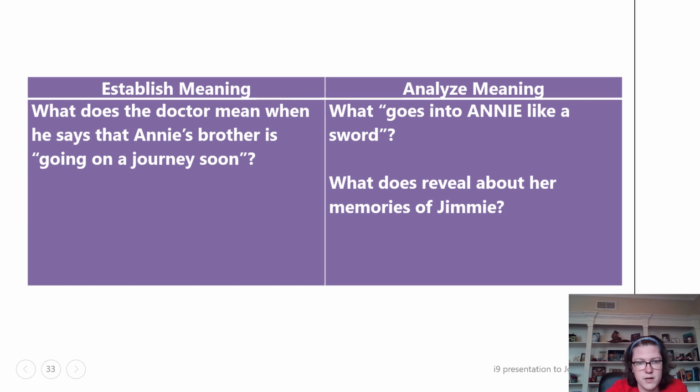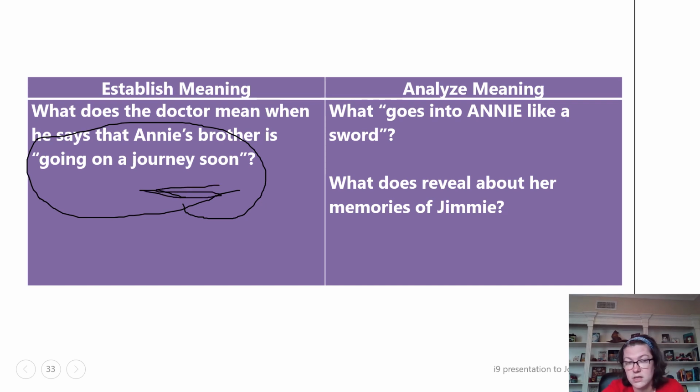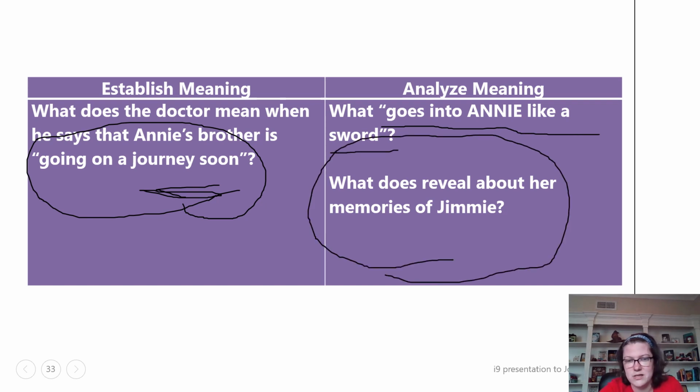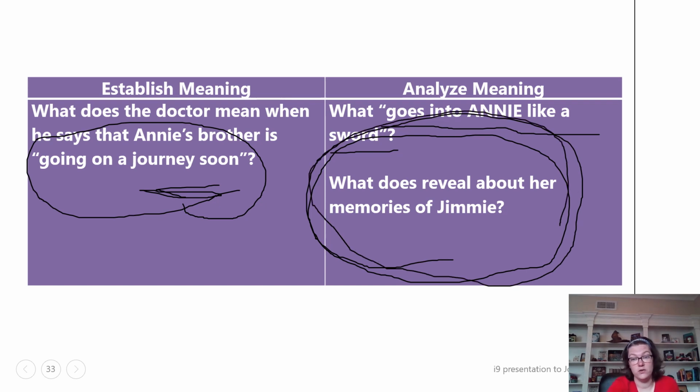Okay, what does the doctor mean when he says that Annie's brother is going on a journey soon? Okay, remember, what happens to Annie's brother, Jimmy? Think about what happens to him and think about what that could mean, right? I'm not telling you the answers to this because I need you to use your brains on this, but I'm giving you some hints. And so then remember, in the text it says it goes into Annie like a sword. So what does it reveal about her memories of Jimmy? So how does thinking about Jimmy and these memories make Annie feel?